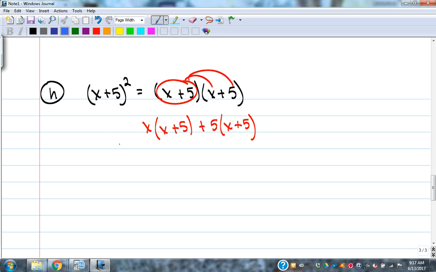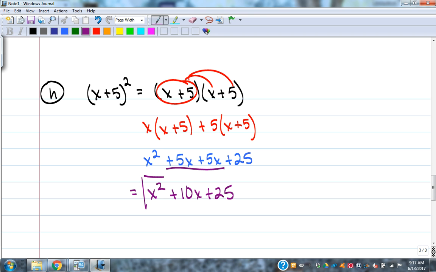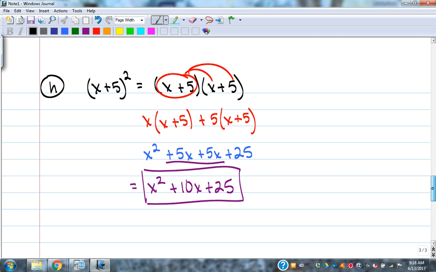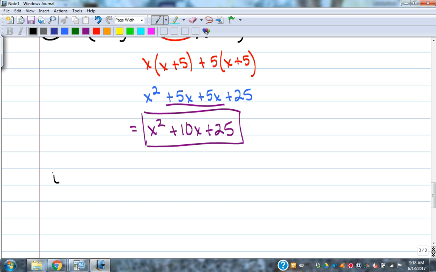There are shortcuts to memorize a pattern, but honestly, in the time that it takes me to remember that pattern and then apply it, I can just do the multiplication and be done. So x times x, x squared, 5x, there's another 5x, and then there's 25. And then simplify, got like terms in the middle, x squared plus 10x plus 25. And we've got a polynomial, or trinomial in this case, out of that. So squaring just means multiply it by itself.